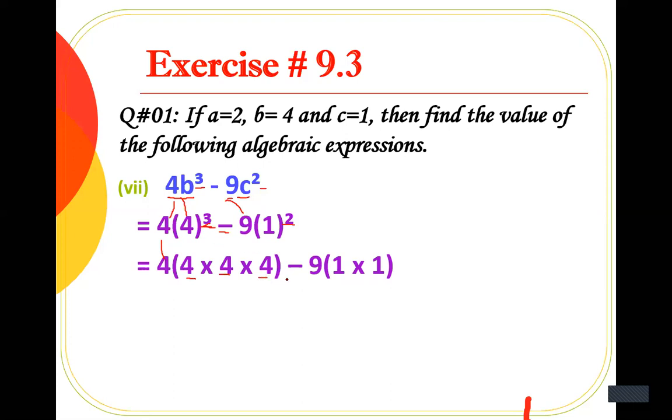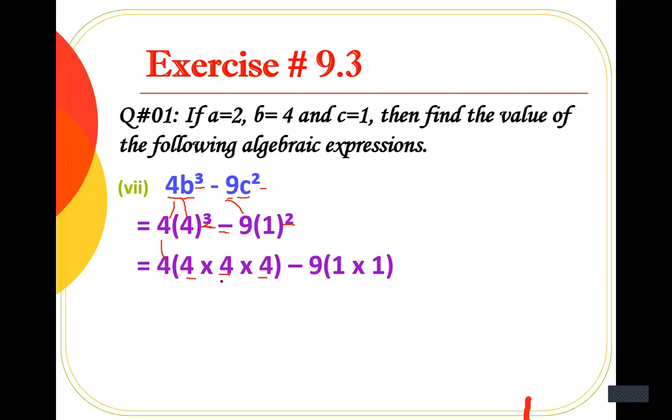Then your bracket close. Then you will write minus. Then your coefficient 9. And then bracket. And inside the bracket, you are going to multiply 1 by 2 times because your exponent here is 2. And then your bracket close. Now, what students did, again they will multiply 4 multiplied by 4. This is again completely wrong because you know you have to solve the bracket first. So you have to multiply the numbers that are written inside the bracket.